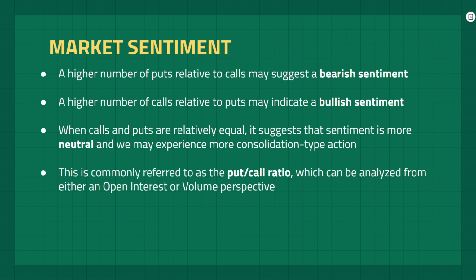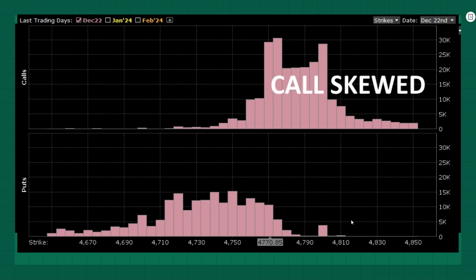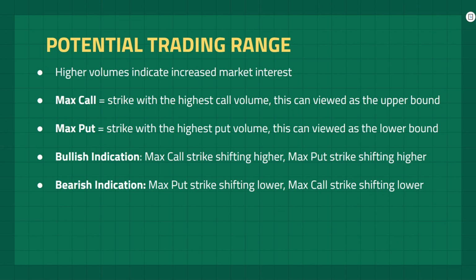Now, how do you determine if the volume is call skewed, put skewed, or balanced? Many brokers will provide this data for you via a ratio, or you can simply look at the charts to determine put skewed, call skewed, or balanced. If you're having a difficult time determining the skew, it is most likely a balanced market.